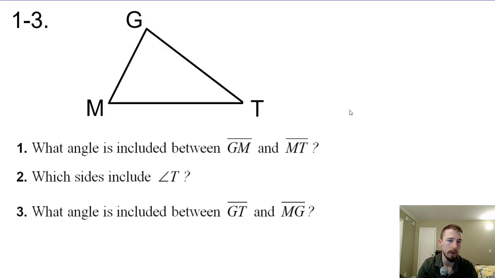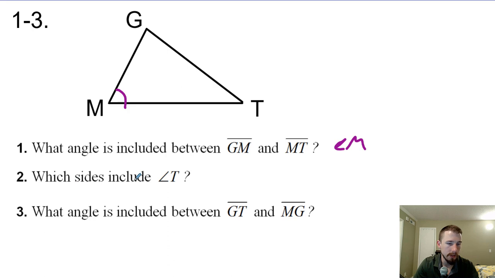All right, so let's go ahead and start the assignment here. Problems 1 through 3, M, G, and T in our triangle. What angle is included between GM and MT? Now, if you remember, that's going to be the one that's repeated. If we look here, GM and MT, the angle included between those two is going to be angle M. So our answer would be angle M.